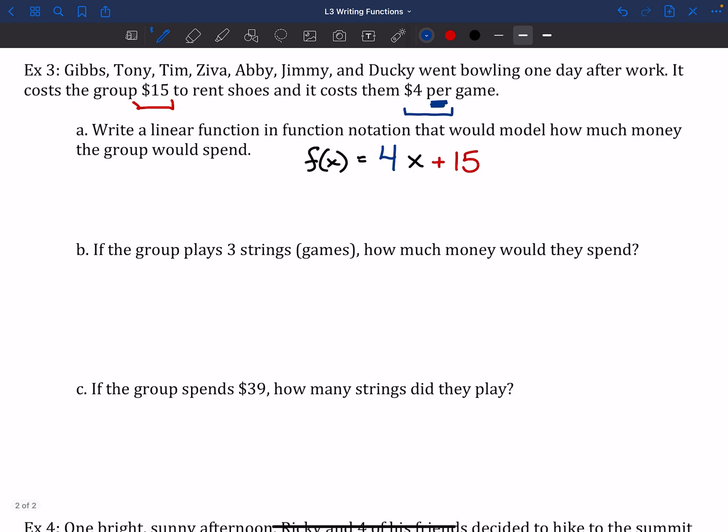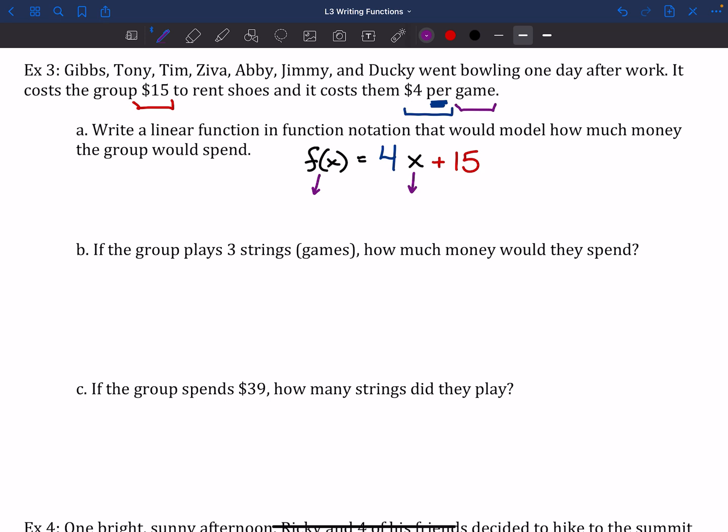So what we've got here is all these different pieces, and we want to figure out now what the x and the f of x are talking about. Knowing what those are is going to be pretty important for future problems we're going to do. So let's talk about the x first. When we're looking at that rate of change, that 4 that we have in blue, it's costing them $4 per game. So when we're talking about $4 per game, the game is what's getting multiplied by 4.